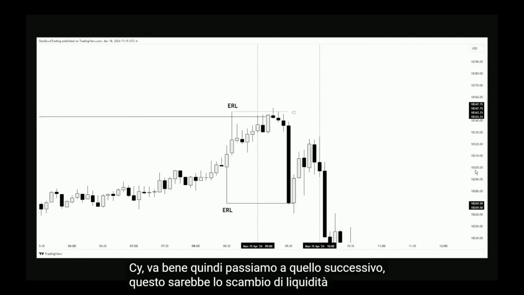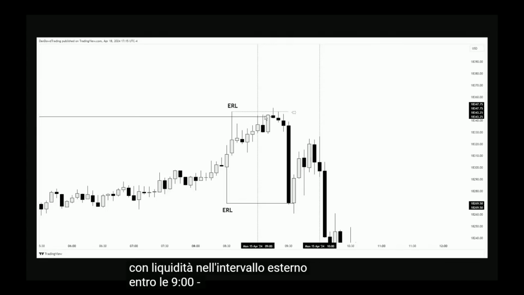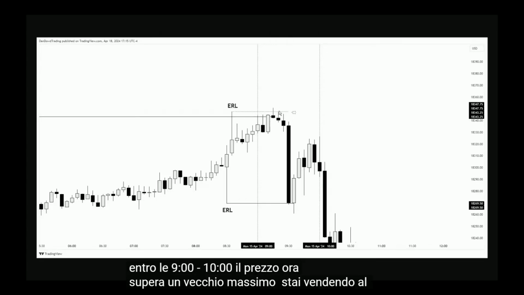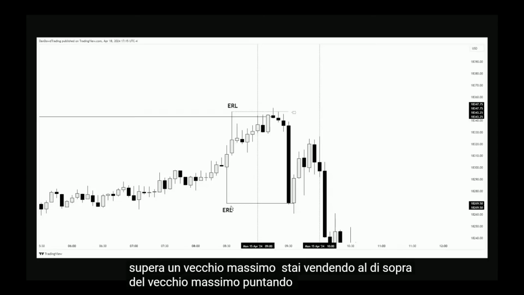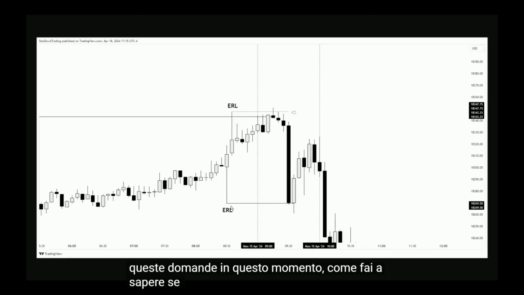This would be trading external range liquidity to external range liquidity within the 9 to 10 o'clock hour. Price goes above an old high. You're selling above that old high, targeting the opposite side of the range. I know you have all these questions right now: how do you know if it's going to go to the external range or just go to the fair value gap? I'm going to be answering all those if you stick along. So you're entering within that time window of 9 to 10 o'clock, and you're targeting the opposite side of the range.